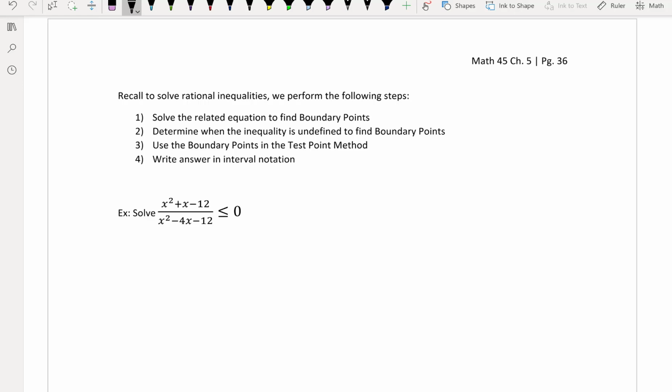So this is section 5.6, part B, and we're still talking about these rational functions. I just couldn't fit this in the last video. Okay, so here we go.